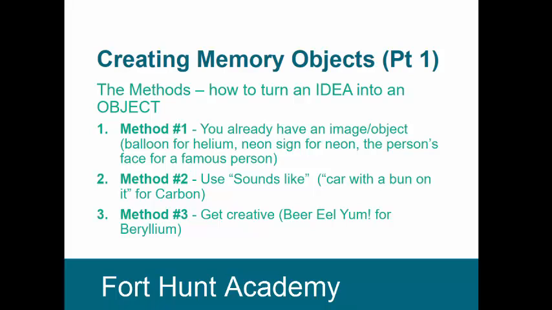So there's basically three methods for turning a DTR concept, a person, a place, a date, an idea or a concept like an element on the periodic table into a memory object. Method one is if you already have an image or an object for that DTR concept. That's the best. So you say balloon is helium. Great. Neon sign is neon. If you're trying to remember Winston Churchill or Abraham Lincoln, boom, you've got his face already in your head. That's something tangible that you can use. That is absolutely great.